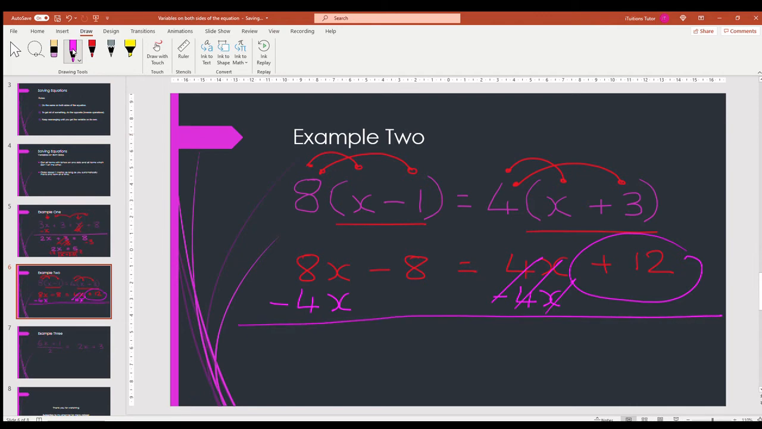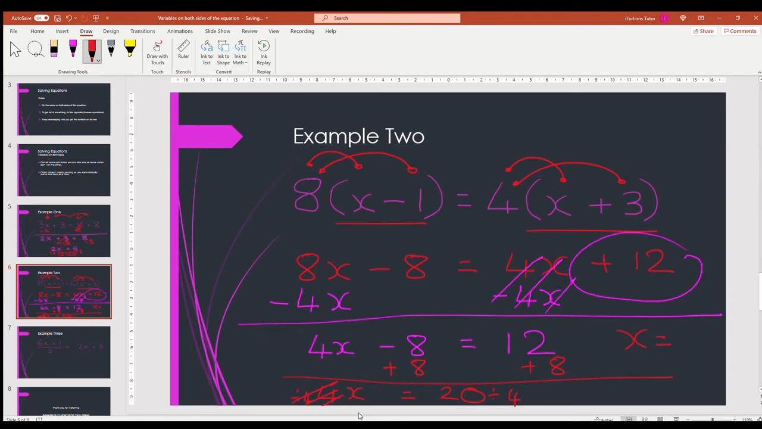Let's write this out again. 8x take away 4x leaves us with 4x minus 8, which is equal to 12. And then let's get rid of the 8. Plus 8, plus 8 leaves us with 4x equal to 12 plus 8, which is 20. Now you need to get rid of the 4, so you will divide this by 4. So this cancels out. Let's bring the x up here. Equal to, you must divide this side by 4 too. 20 divided by 4 is 5, so x is equal to 5.